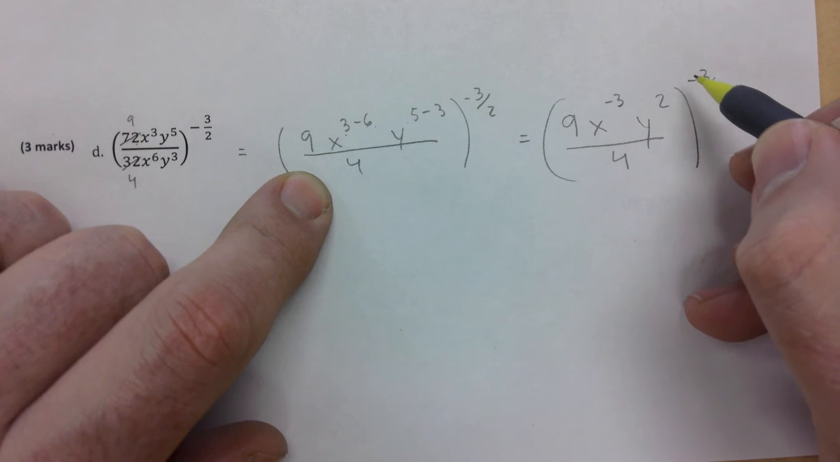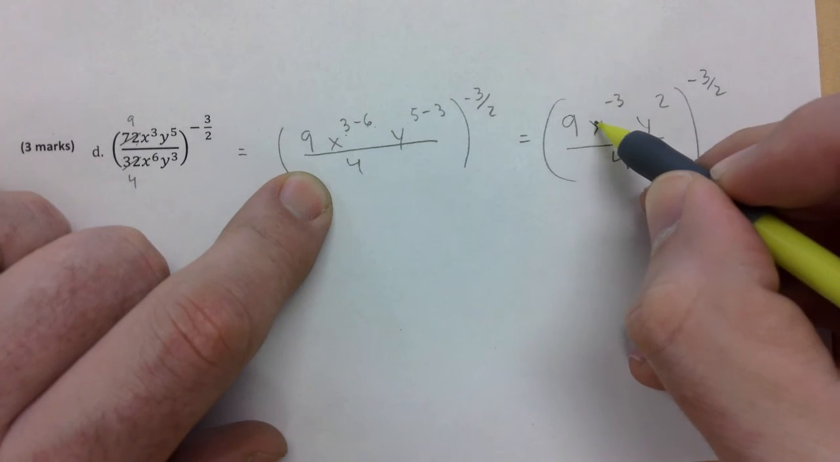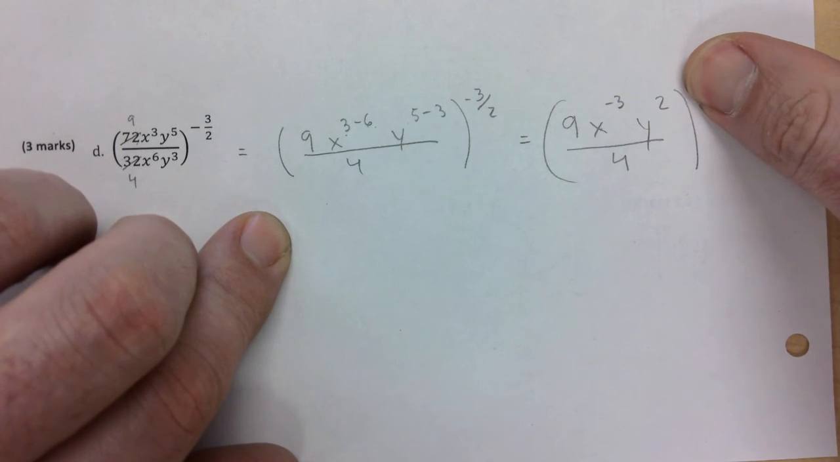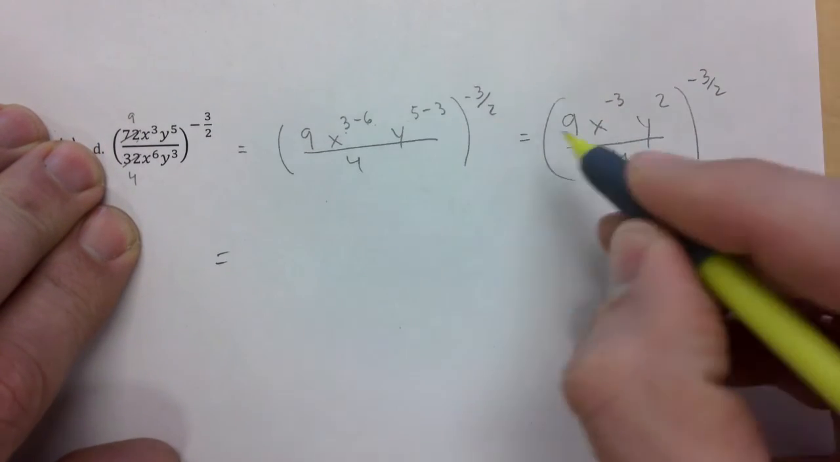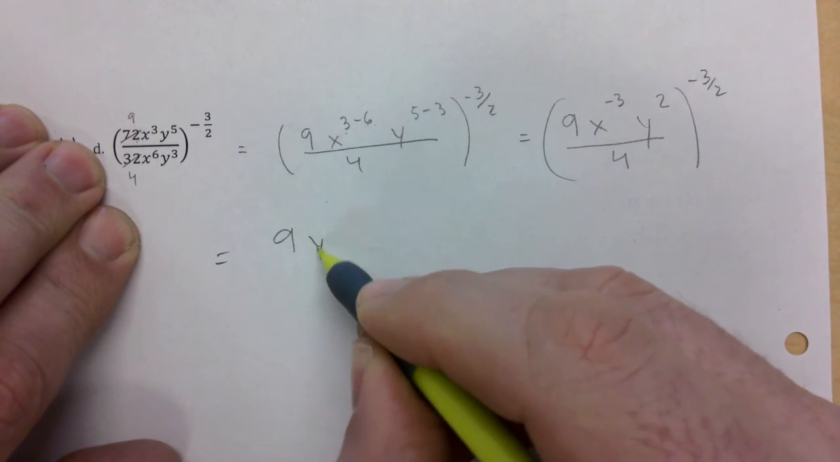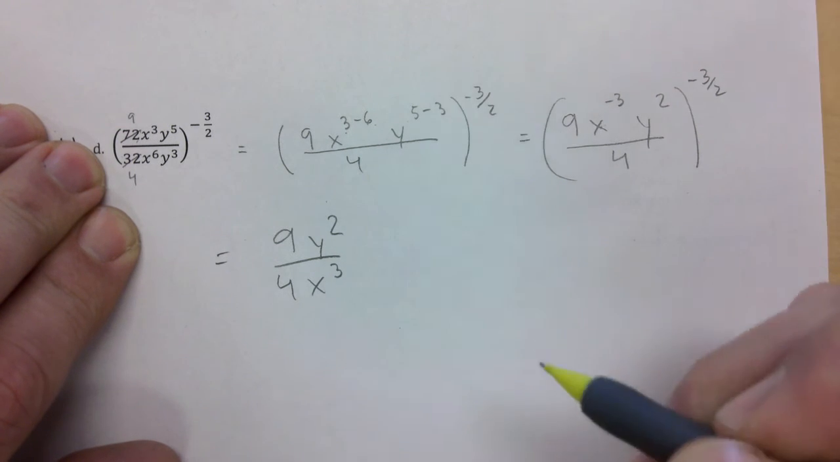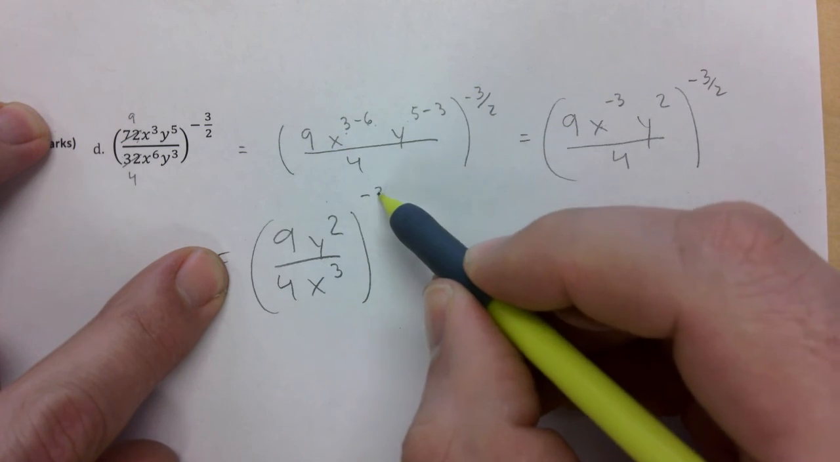At this point, some of you are tempted to apply that outside power right away. Clean this up first, right? And then you write it out, but you still just focus on the inside. I bring this down. So it's 9y squared over 4x cubed, like that. All of this to the negative 3 over 2.